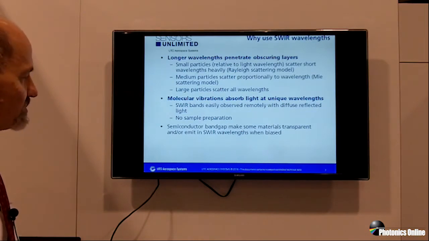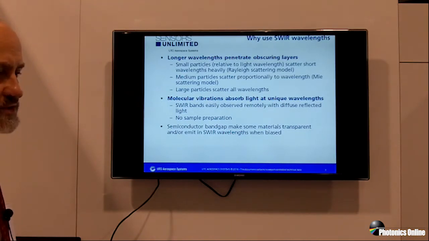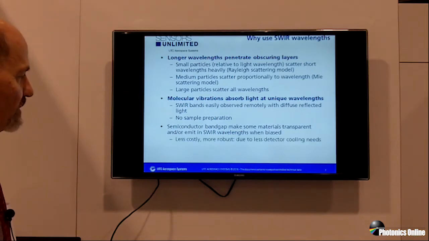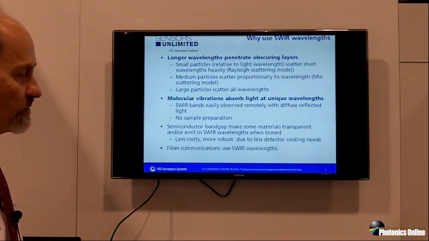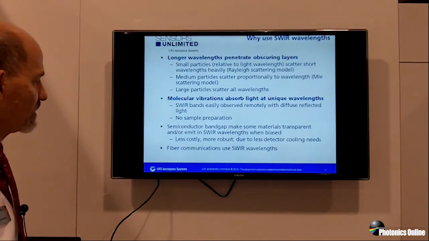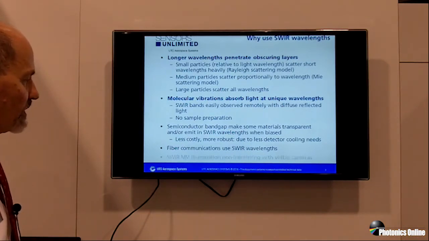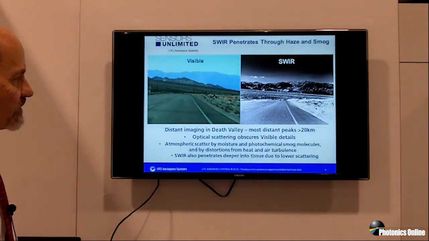Other niche applications include semiconductor band gap, because the silicon becomes transparent. You can use SWIR cameras to inspect silicon solar cells and ingots and other things like that. We're more robust and less costly than midwave and long-wave solutions. Fiber optic communications use our wavelengths very strongly, and so we're used for alignment and inspection there. And then you can have some non-interference with visible cameras by using us at the same time as regular machine vision cameras.